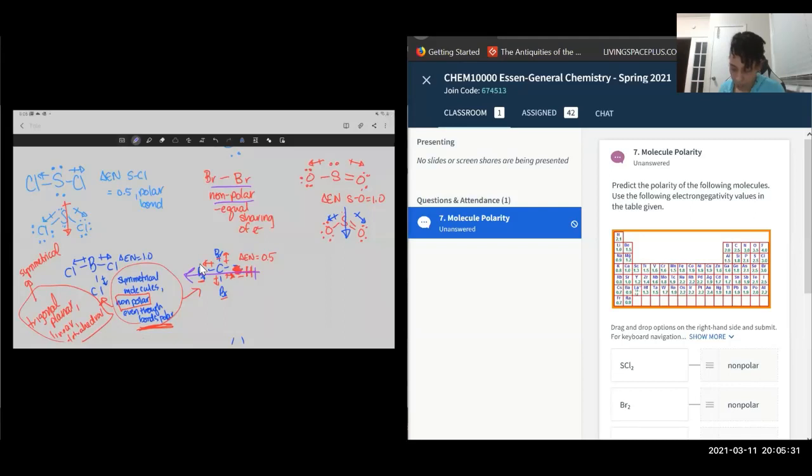For SO2, this is a trigonal planar molecule in the electron geometry, but the shape is bent. And if we look at the electronegativity difference between S and O, we get a 1. And so the dipoles would be facing the oxygen atoms. So the entire molecule would be polar, facing down towards the oxygens.